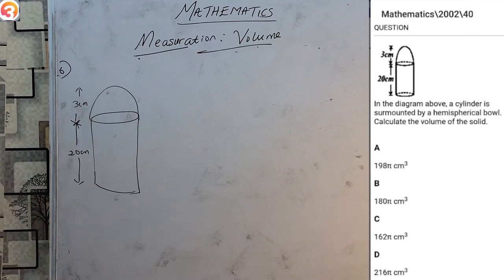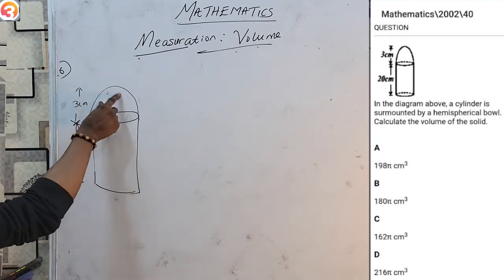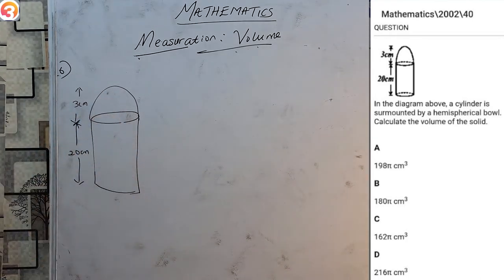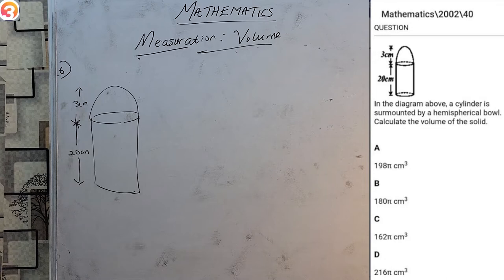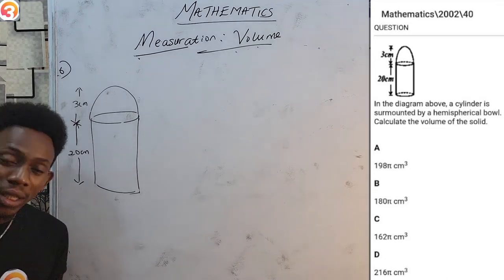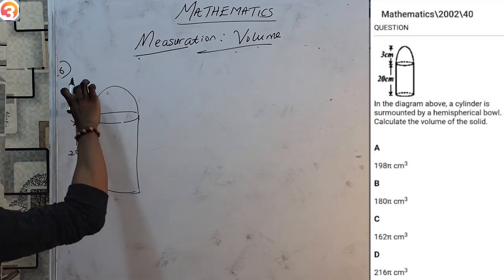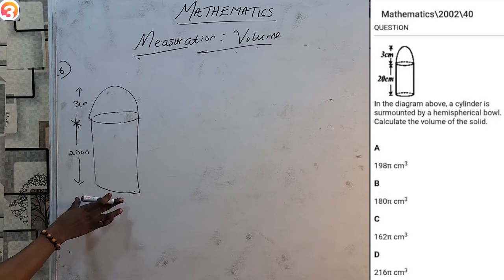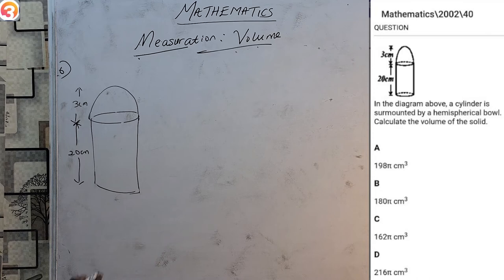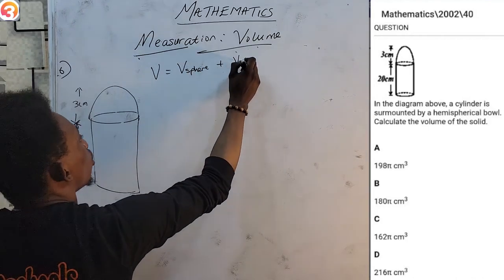That means I know the height of the cylinder, but I don't seem to know the radius, do I? However, one thing that must be clear is for this hemisphere to fit perfectly on top of my cylinder, they must have the same radius. If not, it will not fit, it will overlap or be too small. So for it to fit as perfectly as the diagram illustrates, they must have the same radius. And what is the radius of the hemisphere? The radius of the hemisphere is this 3 cm. That means the radius of my hemisphere is 3, and the radius of my cylinder must also be 3. And since both of them are being combined, then my total volume must be volume of hemisphere plus volume of cylinder.